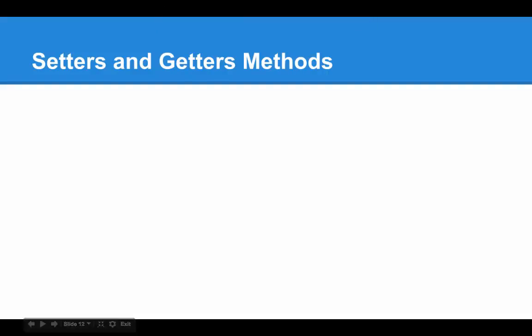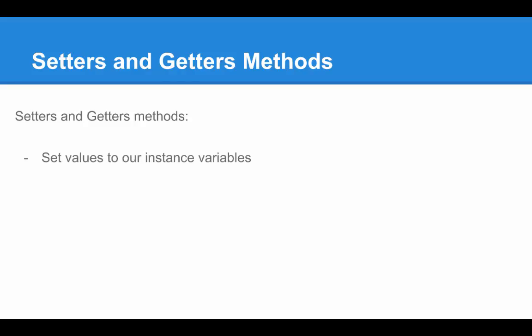Welcome back. Now, in this video, we're going to talk about setters and getters. When we talk about data hiding or data integrity, we touched on the subject of making our instance variables private so they can only be used inside of our class and not anywhere else. Now, we use setter and getter methods to set values to our instance variables, to retrieve those values, and also to expose the same values to other classes.